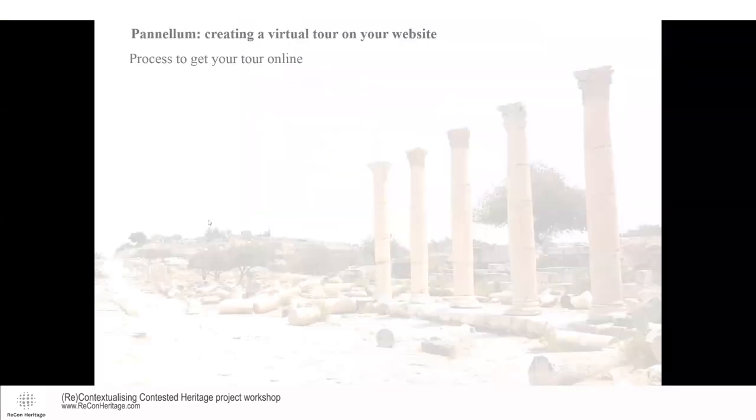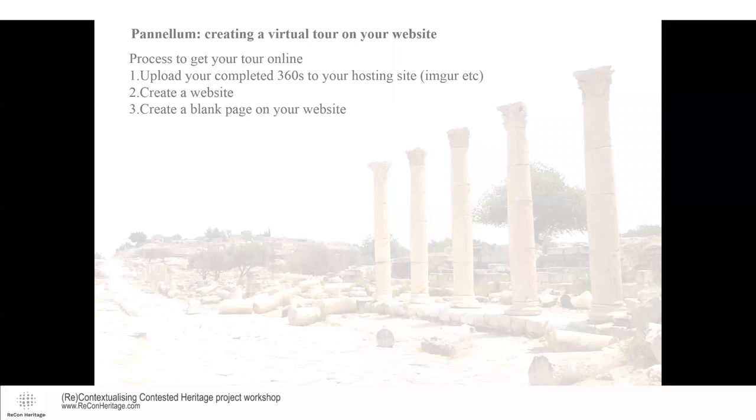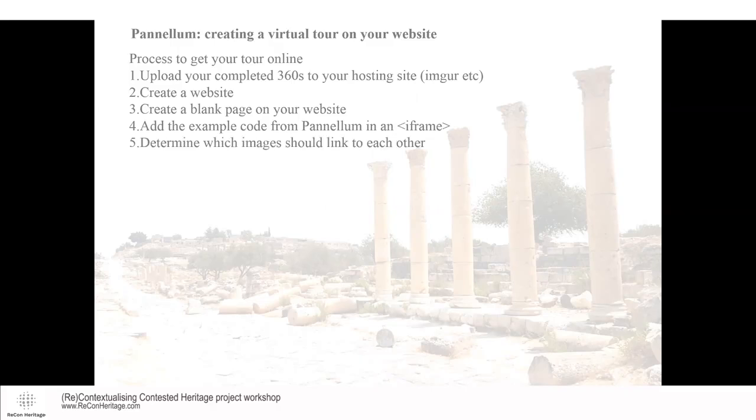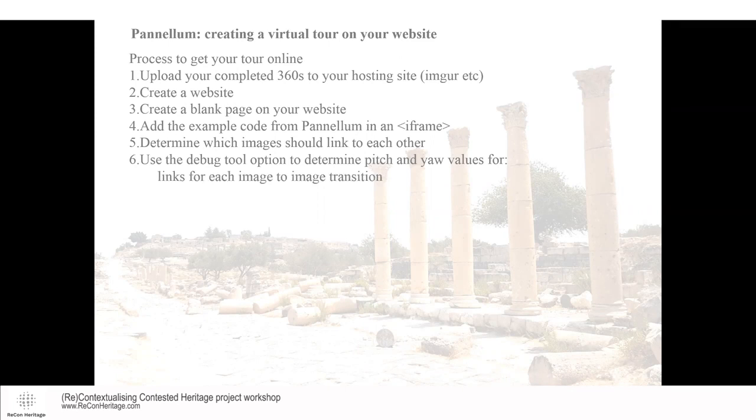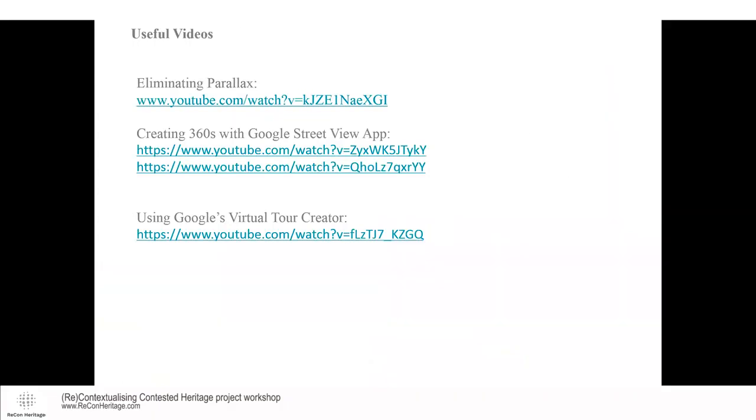The process to get your web page online using Pannellum is very similar to all the other examples we've used. You create a web page, you upload your images to a hosting site like ImageGo, create a blank page, add the example code from Pannellum as an iframe, then have a think about which images link to each other, use the debug tool to get the pitch and yaw values correct, using the examples from Pannellum, and then test it.